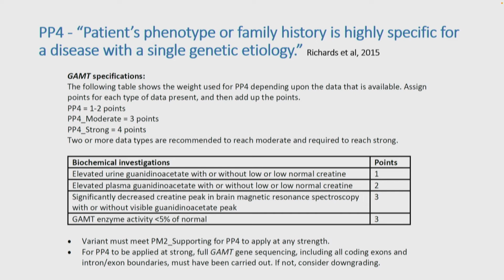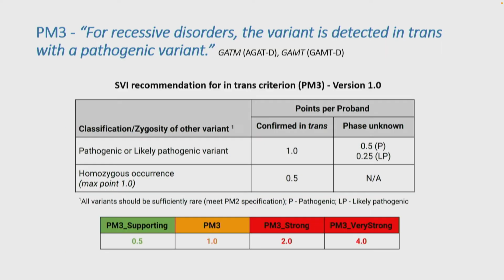So thinking about the registry again, any of you involved in the registry, it's really, really helpful for us to have this particular biochemical data, especially pre-treatment, because it can really help with this variant classification process. A second code I wanted to mention is PM3.